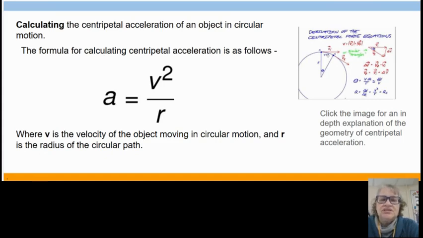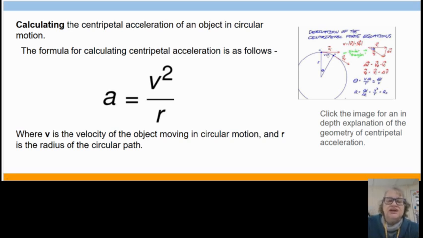Calculating the centripetal acceleration of an object in circular motion. The formula for calculating the centripetal acceleration is acceleration equals the velocity squared divided by the radius of the circle.